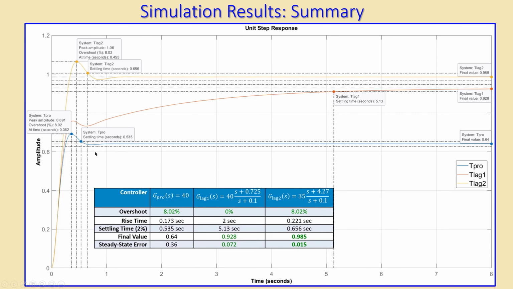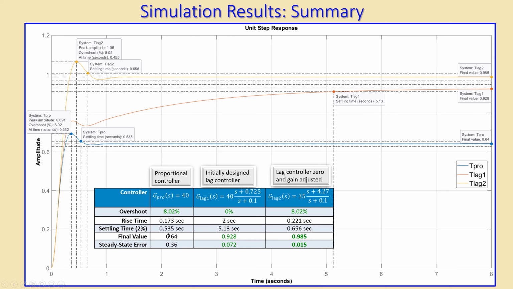So if I want to check that in the table, this is the proportional controller, GLAG1, and this is the tuned one, GLAG2. You can see what is changing. This is the proportional controller, the first column. The second column is the initially designed lag controller, and this is the lag controller 0 and gain adjuster, which is a tuned lag controller. And these are the values.